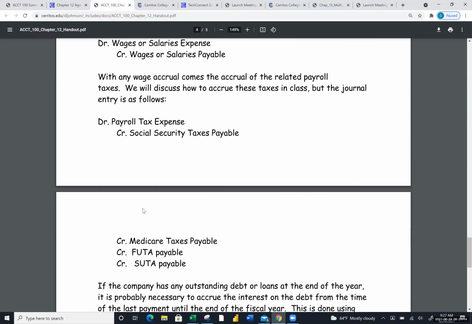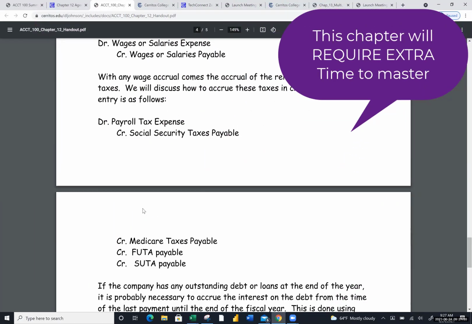So let me stop for a second. It's a whole lot of new material. Any questions on those adjustments? And again, I am going to demonstrate each one of these.